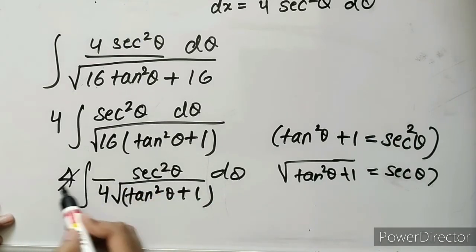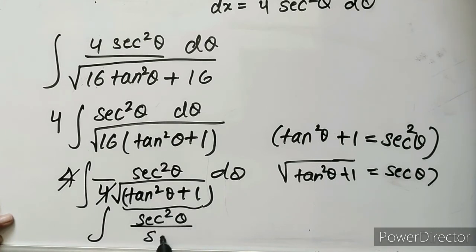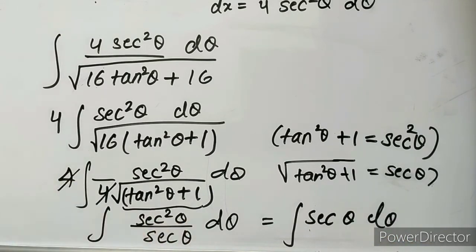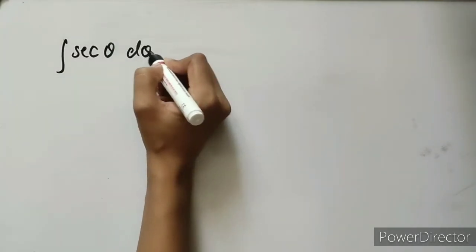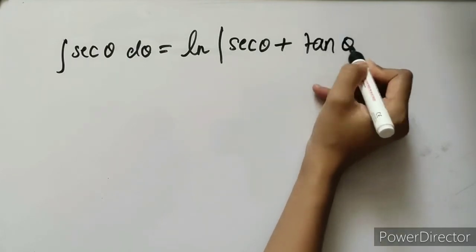Now I will cancel this 4 with this 4, and I will substitute this as sec theta. So it will be sec square theta by sec theta, and you have to cancel one sec theta, so you will get sec theta. I hope now this integral is reduced to a very simple integral. Now you have to just put the formula. When you integrate sec theta, you will get log of sec theta plus tan theta. So the integral of sec theta is equal to log of sec theta plus tan theta.